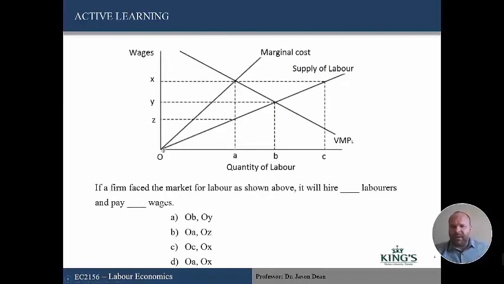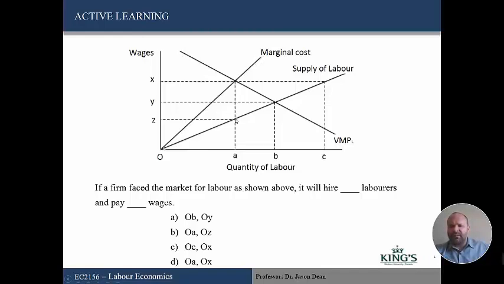Okay, we have a diagram here of a monopsony. We have our marginal cost, supply of labor, value of the marginal product of labor. And this is asking us, if a firm faced the market for labor as shown above, it will hire how many laborers and pay how much in terms of wages. Where's our profit maximizing point for the monopsonist? We're assuming this is a monopsonist. So we would go here at this point, where the value of marginal product of labor and the marginal cost are equal.